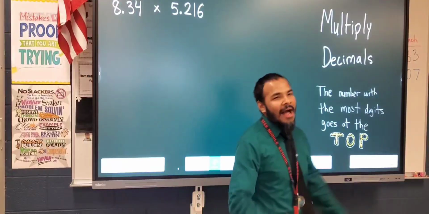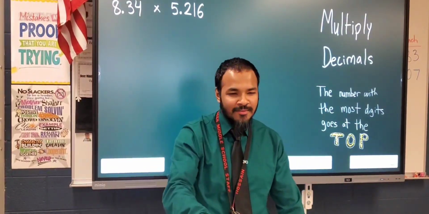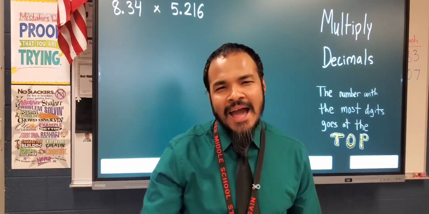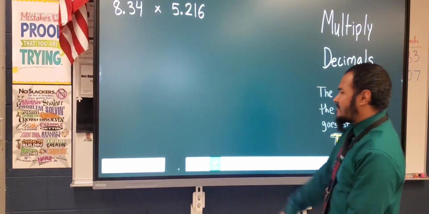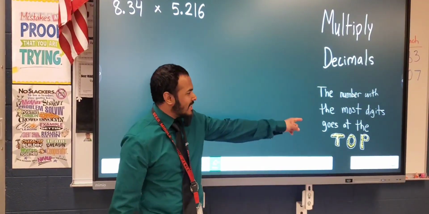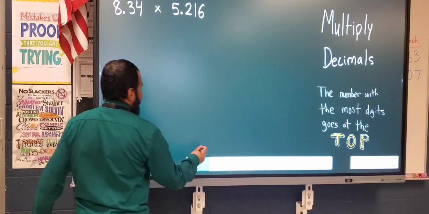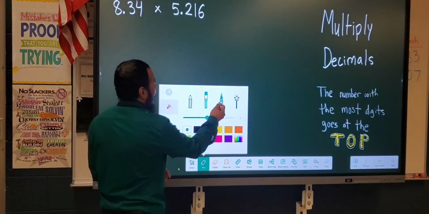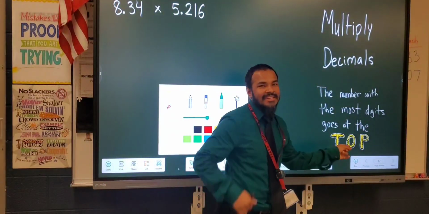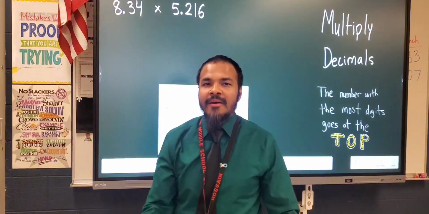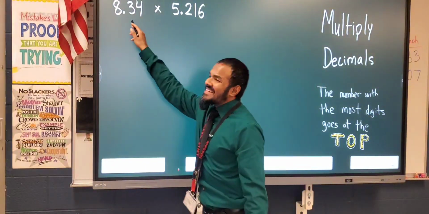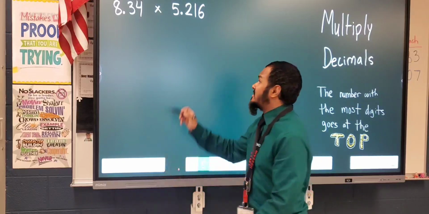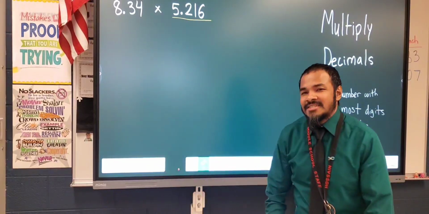All right, today I'm going to show you how to multiply decimals. It's a little bit different from adding and subtracting, and you have to know the difference. First and foremost, you have to respect this statement right here. That statement basically says the number with the most digits goes at the top. Not the bigger number, but the number with the most digits. As you can see right here, this is the bigger number, but I'm not going to put that at the top. This has more digits.